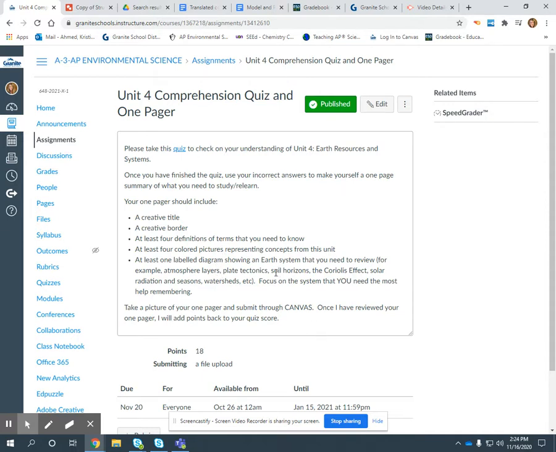You could make a diagram showing soil horizons and the different types of soil at the different layers. You could do a diagram on the Coriolis effect and what that is. You could do a diagram about solar radiation and how the solar energy affects climate and the different biomes at different latitudes on our planet.